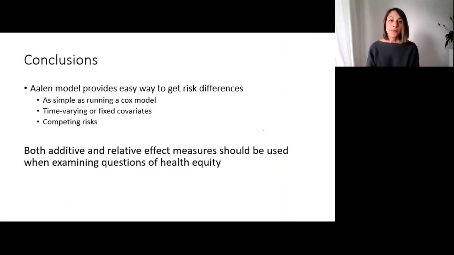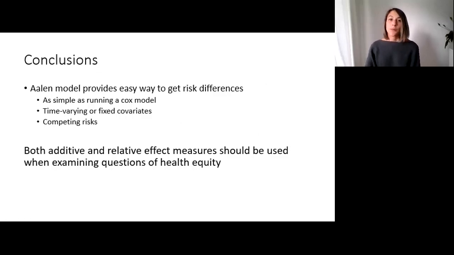So overall, the Aalen model offers some advantages. First, it's relatively simple to use. It's very similar to running a Cox proportional hazards regression model. And it can be used with time varying and time fixed covariates, and can be used in the presence of competing risks. Other options do exist to convert absolute hazards to baseline hazards, but they are not available across all standard statistical software, nor are they commonly applied.